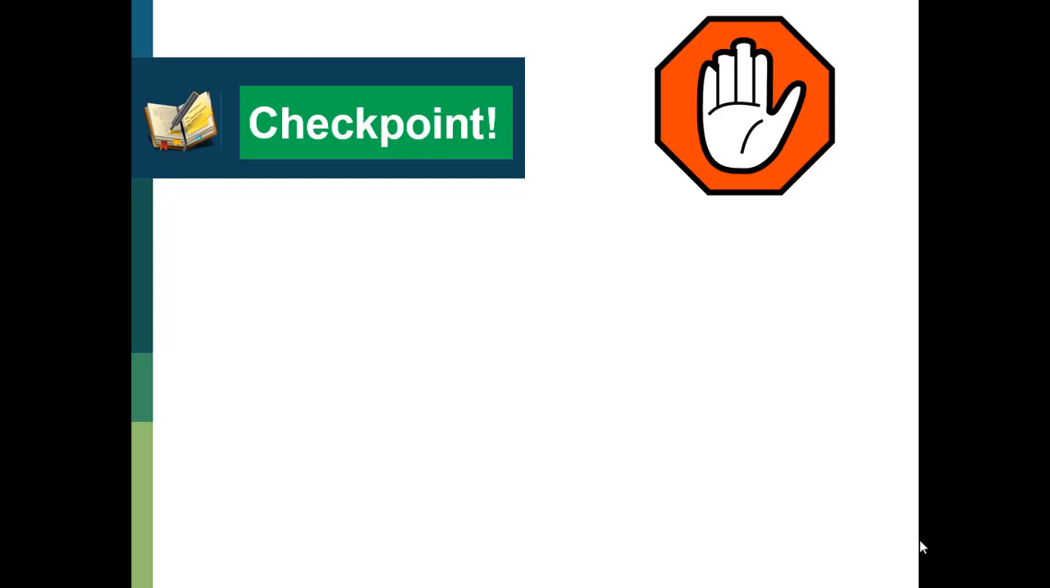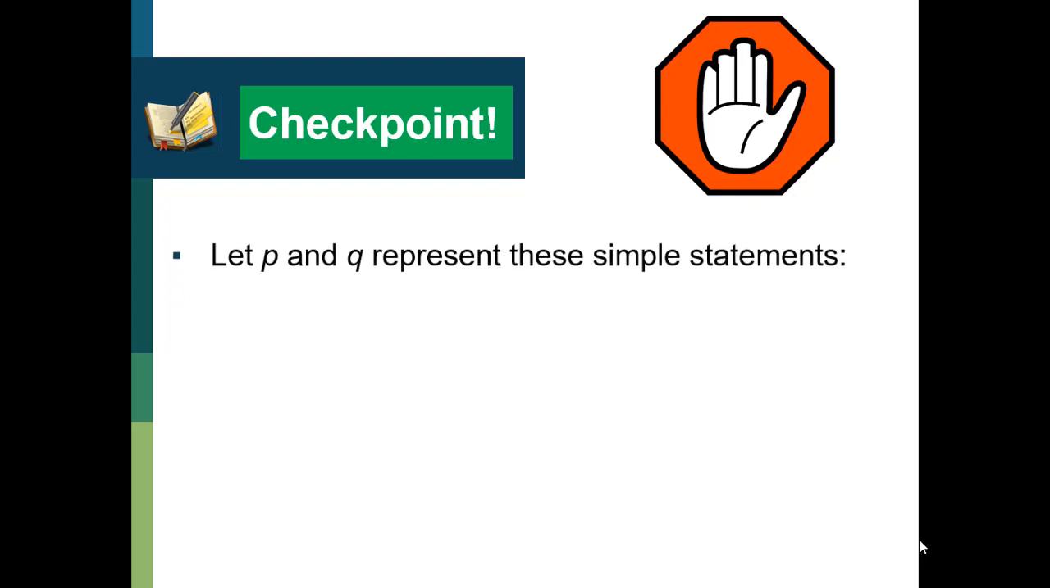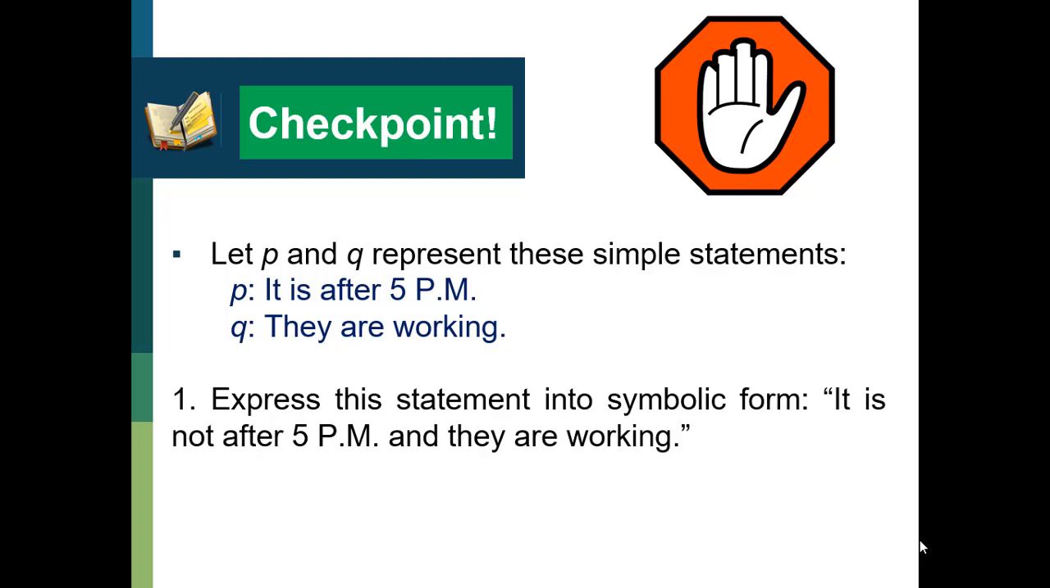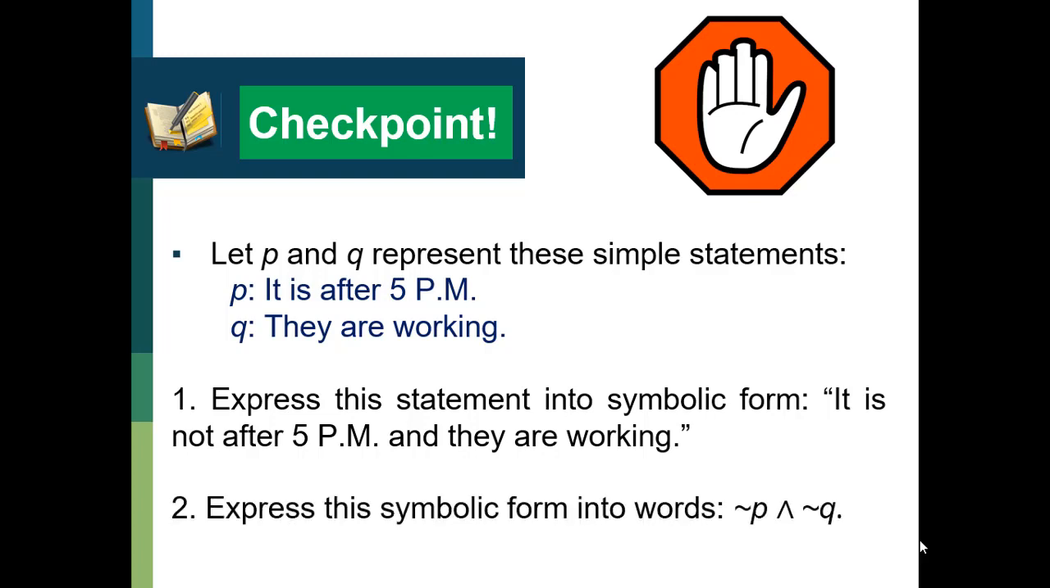To practice your skills in forming conjunctions, answer the following questions. Let P and Q represent these two simple statements. We have the same given. P: it is after 5 p.m. Q: they are working. Now, express this statement into symbolic form: it is not after 5 p.m. and they are working. It's very easy. And second, express the symbolic form into words: not P and not Q. I guess you can answer this in just 2 minutes.